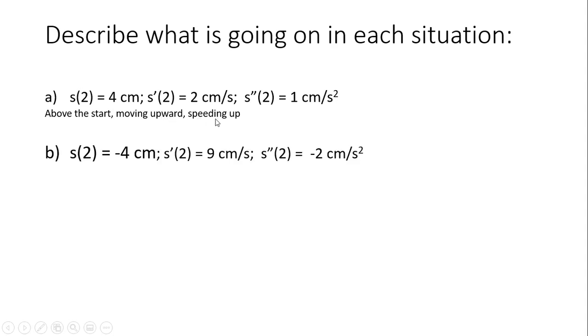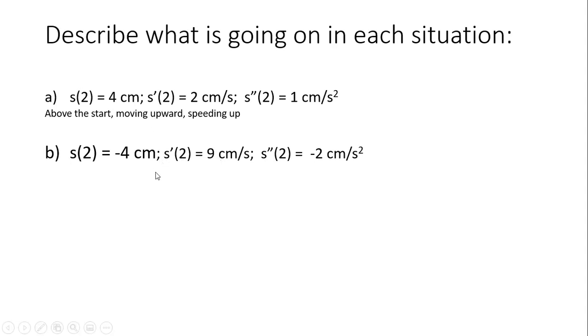Compare that to this scenario. Some other position function gives me these values. S of 2 now says I am minus 4 centimeters. That would suggest I'm not above anymore, like in the first scenario. I'm now below. But S prime of 2, which is my first derivative, my velocity function, says that I am 9 centimeters per second. This is my velocity, which means that I'm changing my position at the rate of 9 centimeters per second. But furthermore, I'm moving upward.